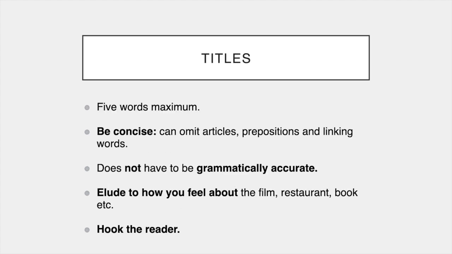Titles. The title should be no more than 5 words maximum. Therefore, be concise. You can leave out articles, prepositions, and linking words. It does not have to be grammatically accurate. Being succinct is the key. Also, allude to how you feel about the film, restaurant, or book. The title should correlate positively or negatively with the review. And finally, hook the reader. As this is also a piece of entertainment, you should entice the reader to want to continue reading.